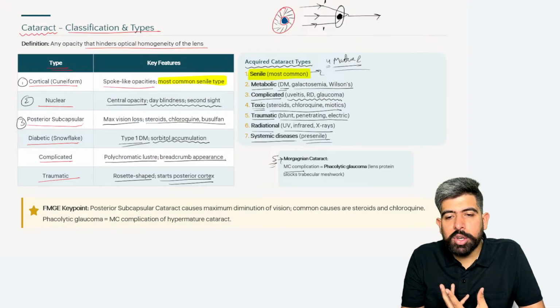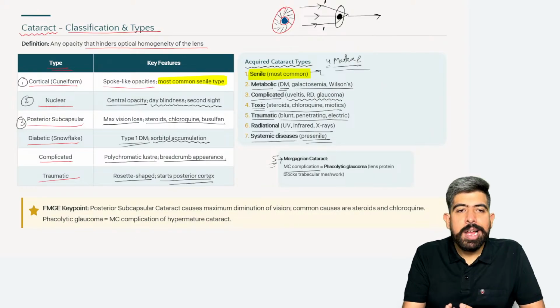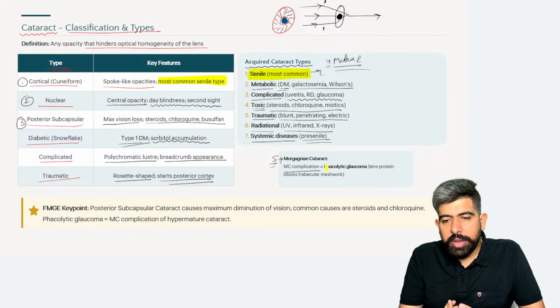And the most common complication of this Morgagnian cataract is phacolytic glaucoma. Please remember about it. What is phacolytic glaucoma?